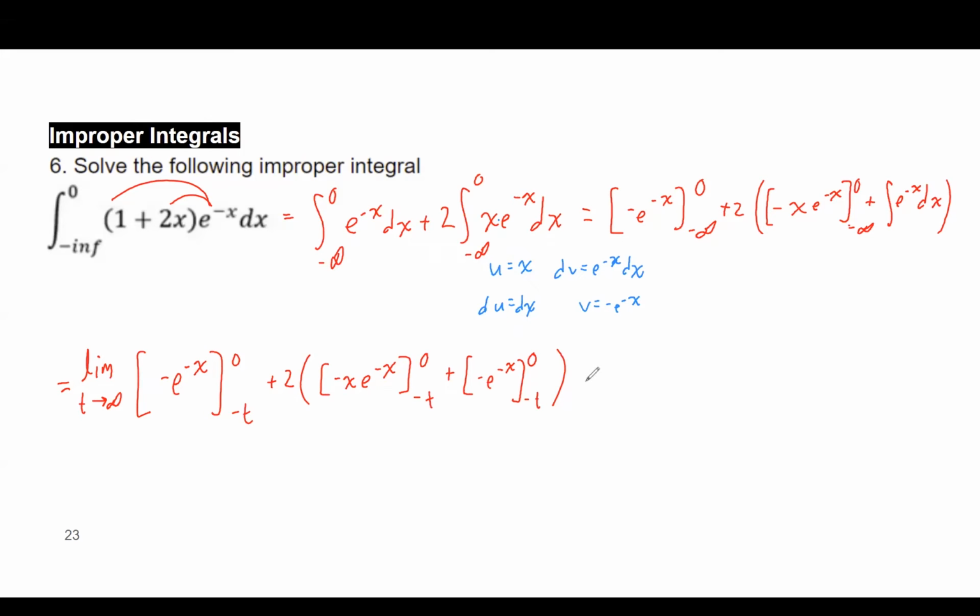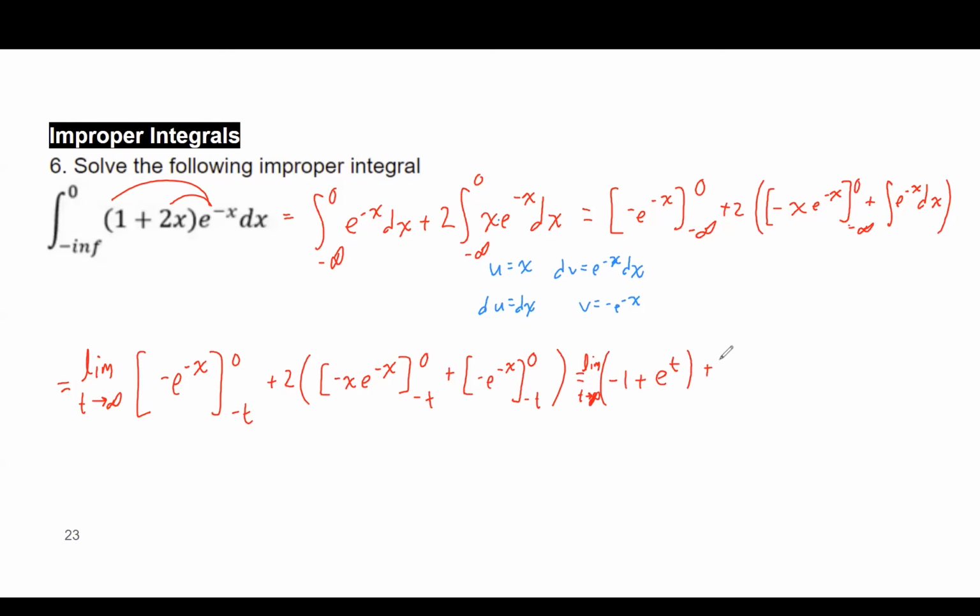And now this is kind of a limit problem, right? So this first one, when we plug in 0, which is the upper limit, we get -1. And then we subtract what we get when we plug in this, right? So that'll be minus negative e to the t. We'll just say e to the t. Let's not plug in yet, as t goes to infinity.